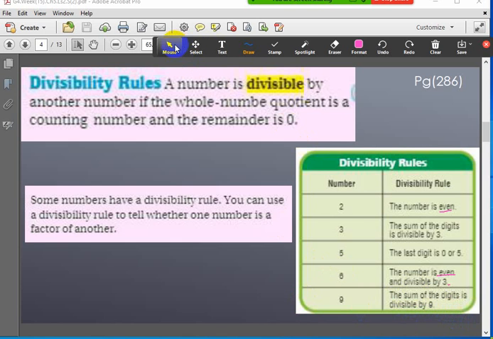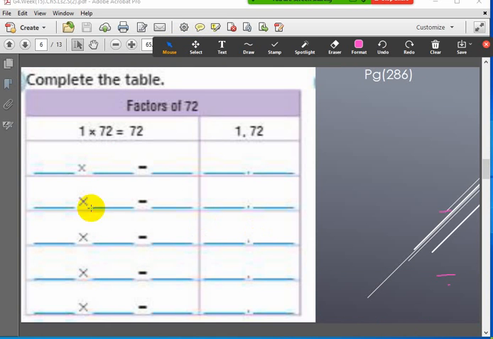Okay, so today we will apply those rules on the exercises. Let's start with the first one. This table on page 286. I want to find the factors of 72. You know the factors. The factors are numbers I can multiply by each other, and it will give me 72.